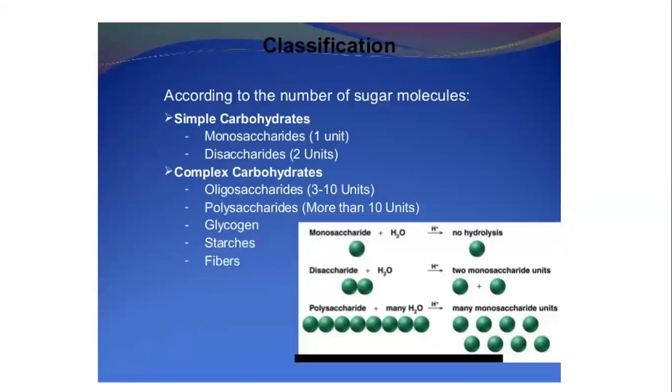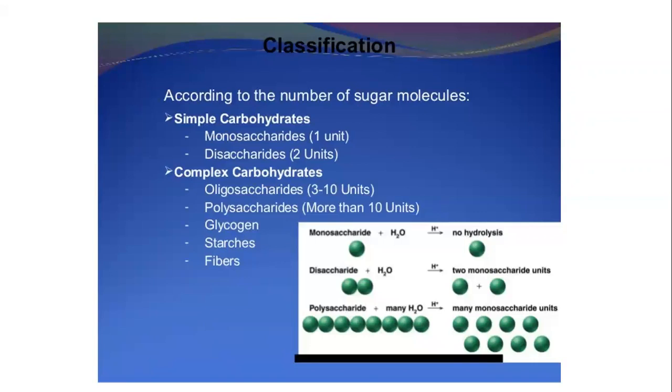So the classification is: simple carbohydrates contain monosaccharides and disaccharides, and complex carbohydrates are oligosaccharides and polysaccharides. Monosaccharides consist of only one monosaccharide unit, and disaccharides consist of two monosaccharide units. In complex carbohydrates like oligosaccharides and polysaccharides, more than two monosaccharides are there, and these monosaccharides are joined together by a covalent bond known as the glycosidic bond.